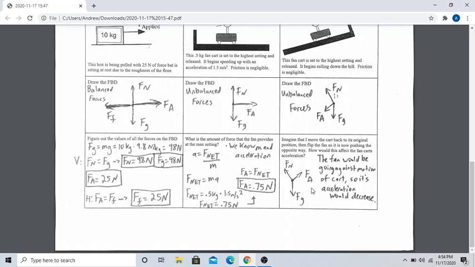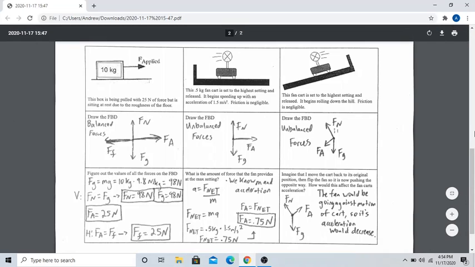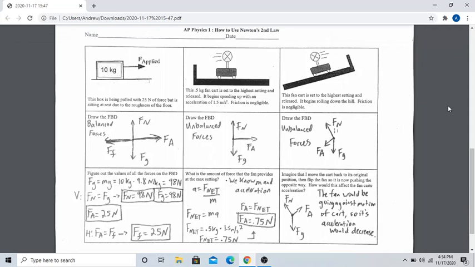Again, we're just getting used to this idea, getting used to writing FBDs, and what happens if we adjust which way a force is going. So right there, this is the first half of the notes. Feel free to pause the video at this point if you want to make sure you can copy down the notes.